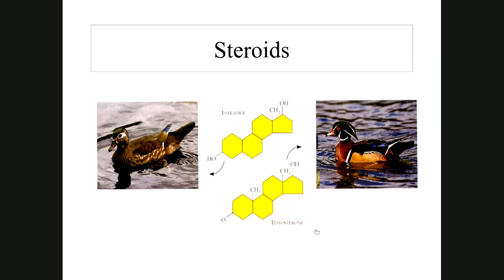Here's some steroids, and you can see that there are 4 ring structures here that are identical. The top, they both have a hydroxyl. They both have a methyl. The only difference is that testosterone has a methyl group and a double-bonded oxygen on this end, and estrogen has a hydroxyl. That's it. That's the difference between estrogen, which brings out the female characteristics in this duct, and testosterone, which brings out the male characteristics in this duct, this male duct.